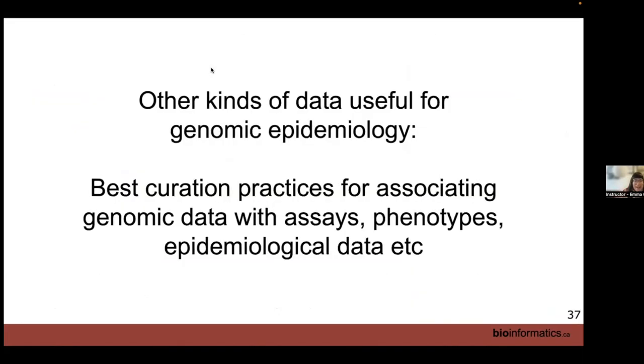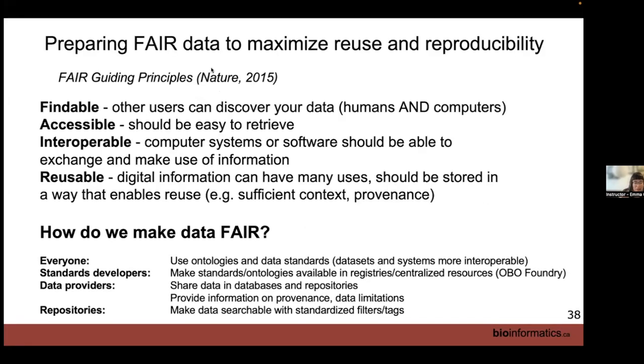Okay, so far we've concentrated on curation of contextual data for genomic epidemiology and public health and genomic surveillance, and using data specs and tools to be able to standardize and harmonize that information. But now we're going to go off-roading a little bit and talk about other kinds of data curation that are important for genomic epidemiology. So an important set of concepts for data curation and for sharing are the FAIR data principles that were first published back in Nature in 2015.